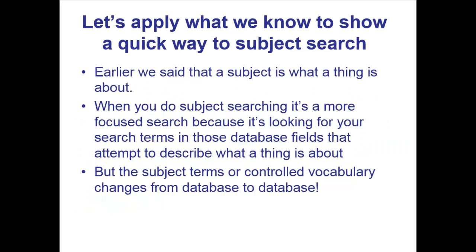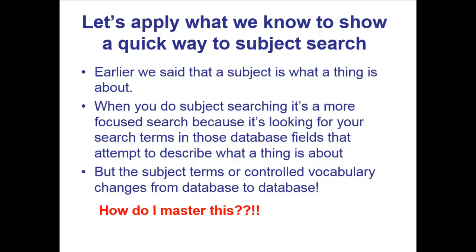Let's apply what we know to show a quick way to subject searching. So earlier we said that a subject is what a thing is about. So if you do subject searching, it's a more focused search because it's looking for your search terms in those database fields that attempt to describe what a thing is about. And you'll have subject terms in each database record. But the subject terms or controlled vocabulary will change from database to database.